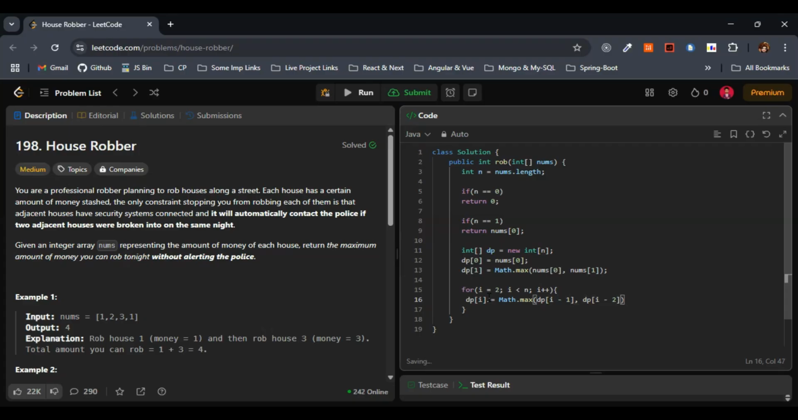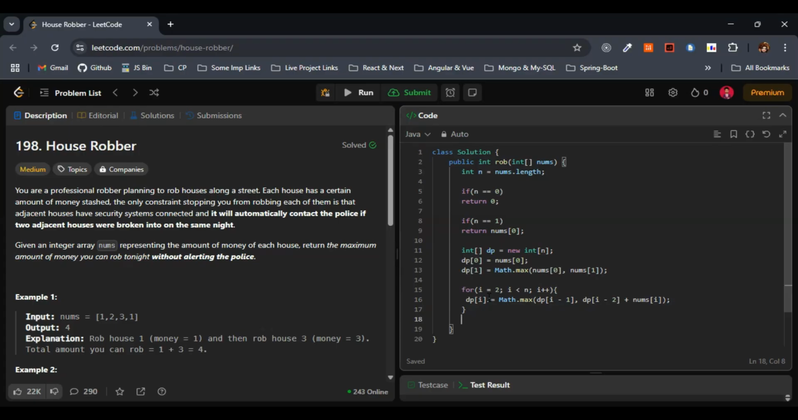So did I miss anything? Yeah, this is fine. Just give me a second. dp of i minus 1, dp of i minus 2 we have given, along with the iterated value of the nums. Means either we are skipping the current house or we are robbing it, right? So when we are skipping the current house, it is nothing but dp of i minus 1, or when we rob it, then we will go with current house plus dp of i minus 2, right? So that's what Math.max of dp of i minus 1 comma dp of i minus 2 plus iterated value of the nums we have given.